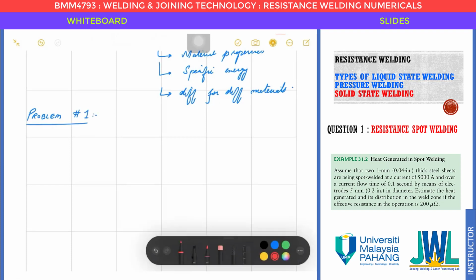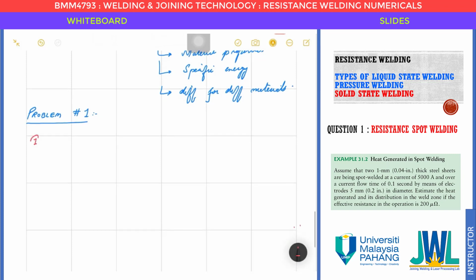Let's write heading number one, which is the most essential one, given data. If you write this heading and you write the given data, I will give you 3 marks out of 10. So if you write this heading, then 3 out of 10 already. So what is the given data?